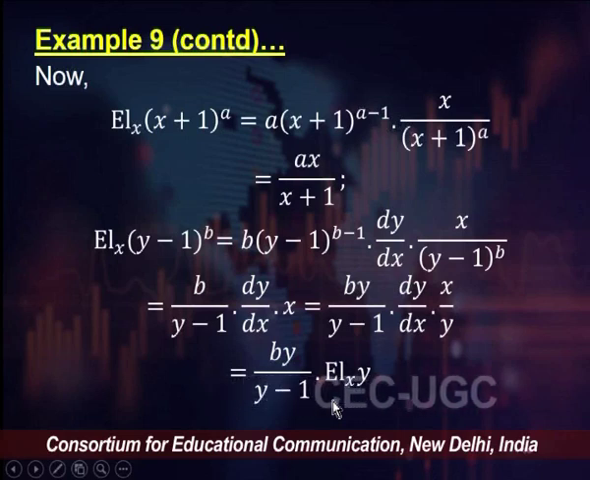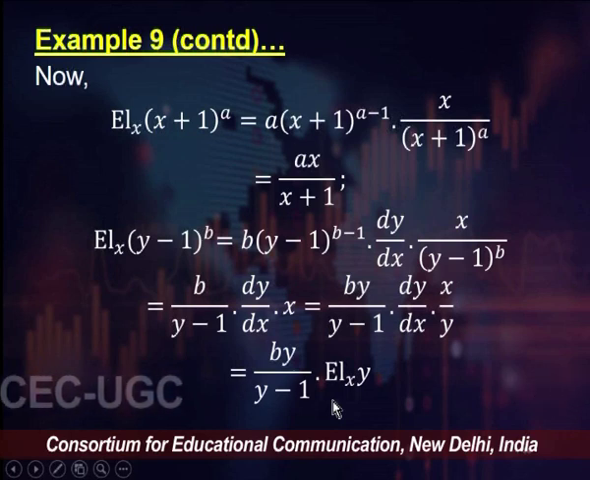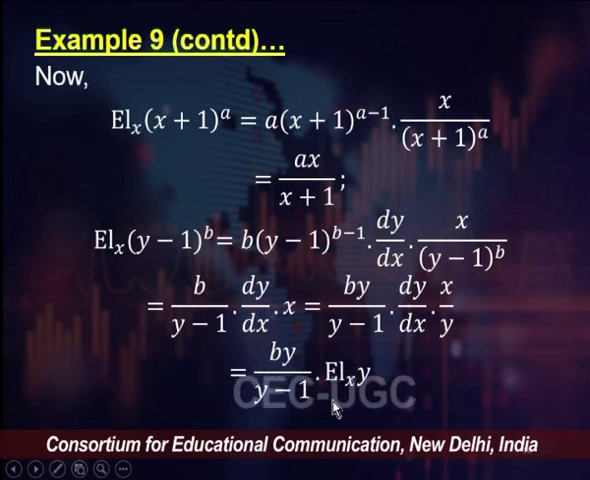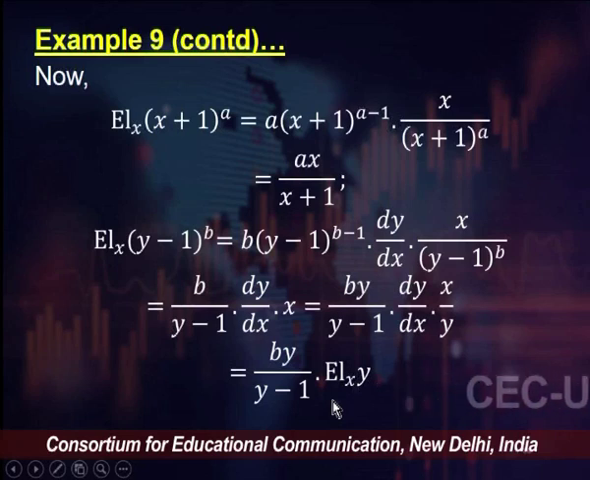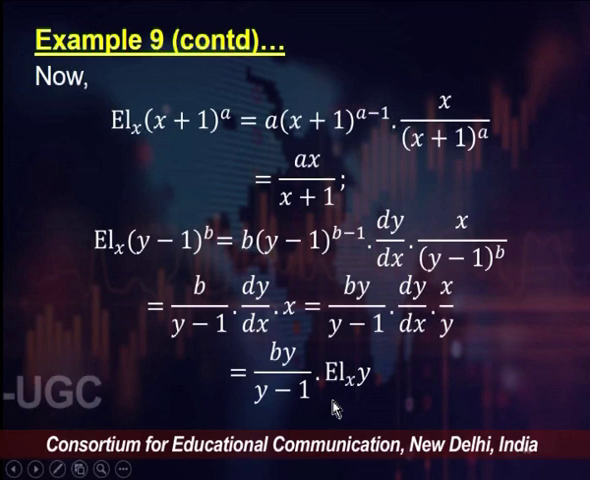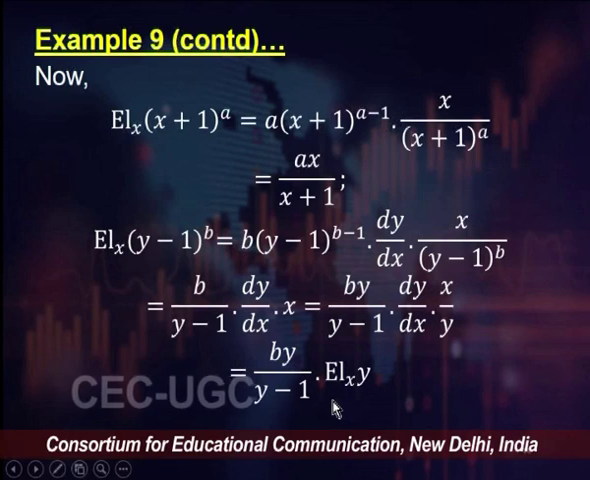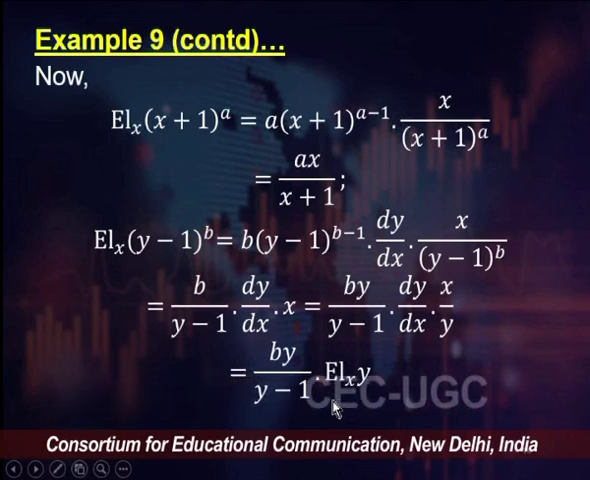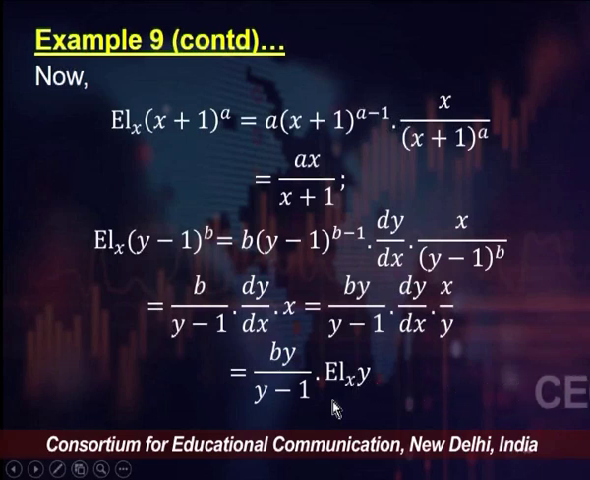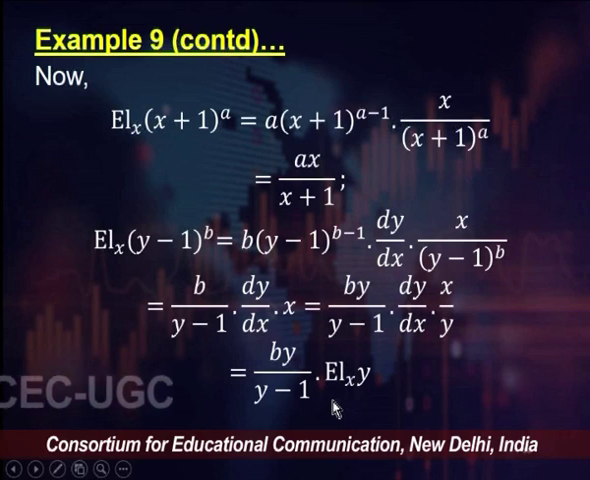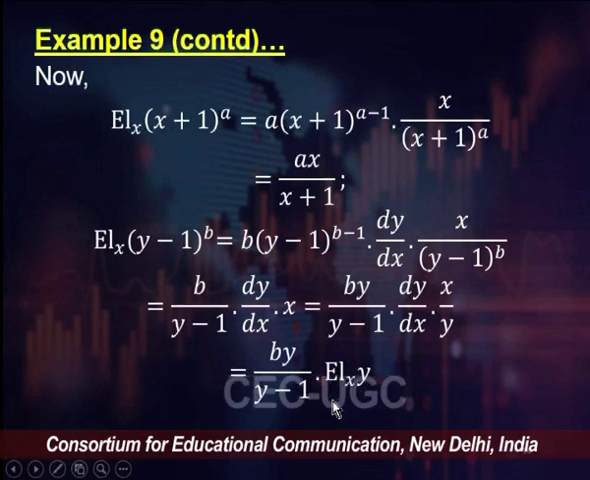And if you simplify, you get a times x divided by x plus 1. Similarly, the elasticity of y minus 1 to the power b is the derivative of this expression, which is going to be b times y minus 1 to the power b minus 1 times dy by dx times x divided by y minus 1 to the power b. I can just simplify this, and you can work through these calculations because I am running out of time. The last step here gives you the result, which is just some algebra: b times y divided by y minus 1 times elasticity of y with respect to x.